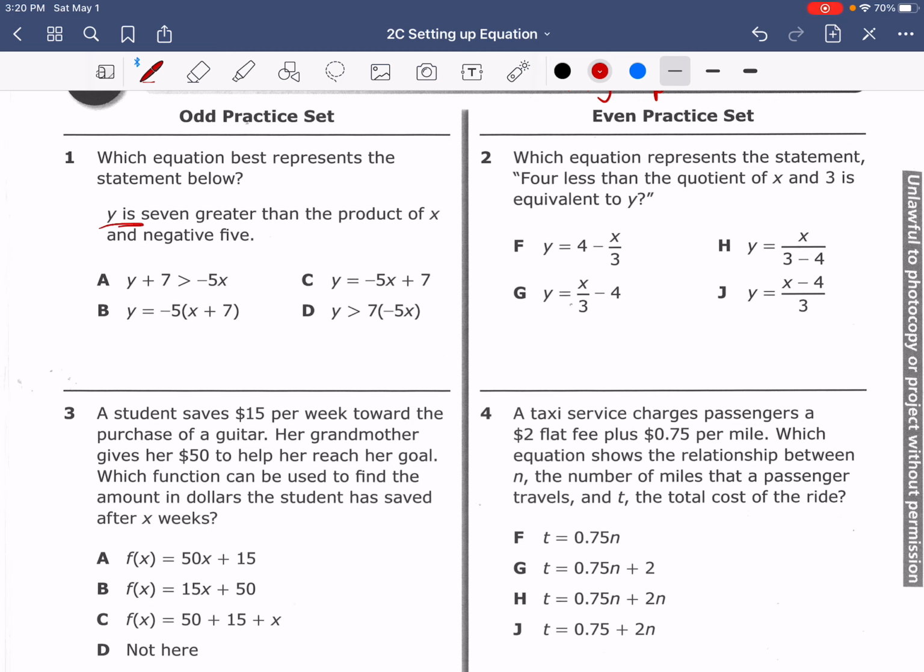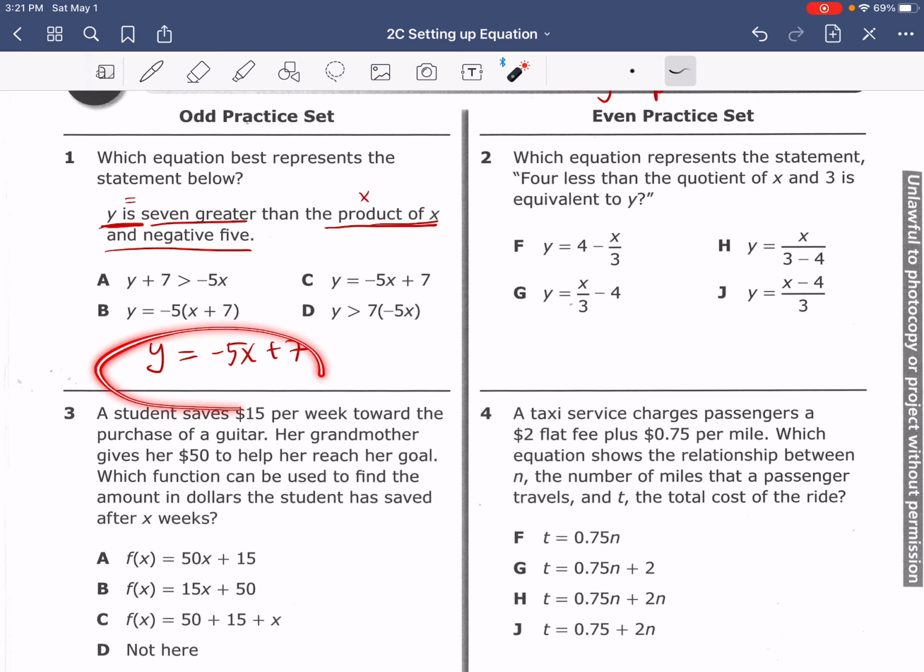Y is, whenever you see the word is, or was, or has, you've got to put equals. So it's the same as y is equal to 7 greater than 7 plus the product of, product means multiply, x and negative 5. Product of negative 5 times x. So negative 5x plus 7, right? Because the product of x and negative 5 is negative 5x, 7 greater, plus 7. Does it make sense? So it's going to be C.